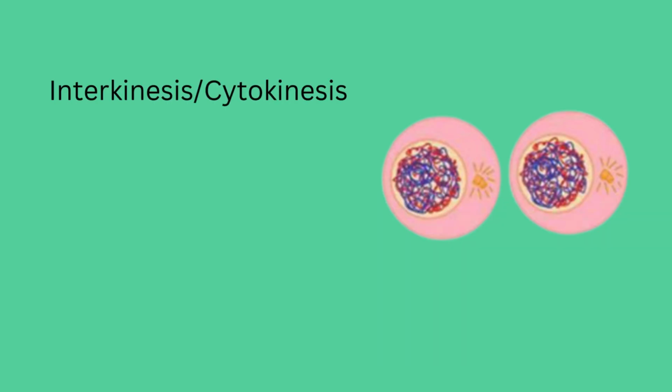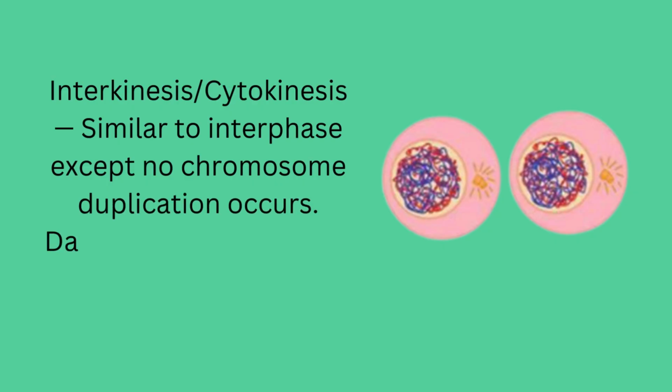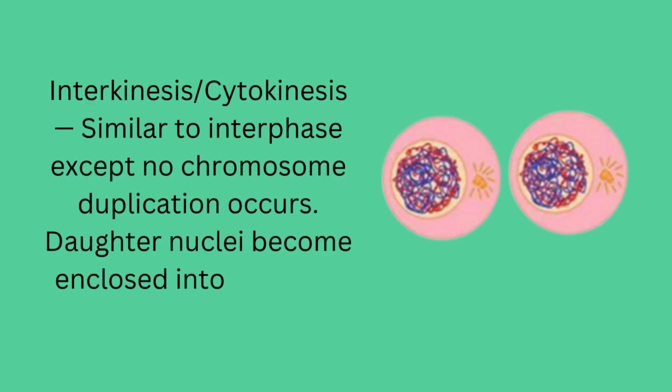Interkinesis is similar to interphase except no chromosome duplication occurs. Daughter nuclei become enclosed in the separated daughter cells. At this stage, each daughter cell is haploid and has only one set of chromosomes, or half of the total number of chromosomes of the original cell.